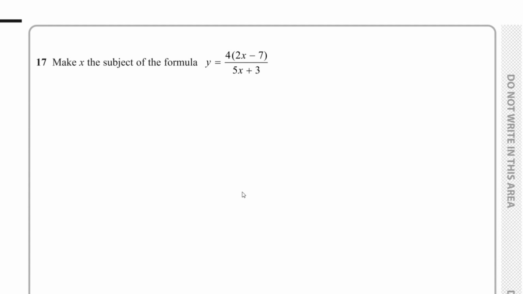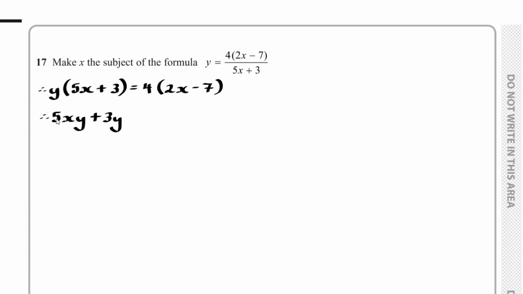Question number 17. We have to make x the subject of the formula y equals 4 multiplied by 2x minus 7 over 5x plus 3. Our first step is to multiply both sides by 5x plus 3. In doing so, we end up with y multiplied by 5x plus 3, which is equal to 4 multiplied by 2x minus 7. On the left hand side and on the right hand side, if we expand the brackets, we end up with 5xy plus 3y equals 8x subtract 28.